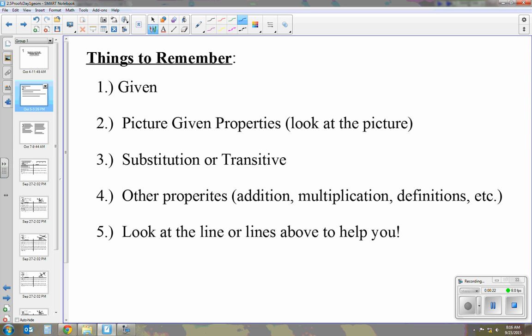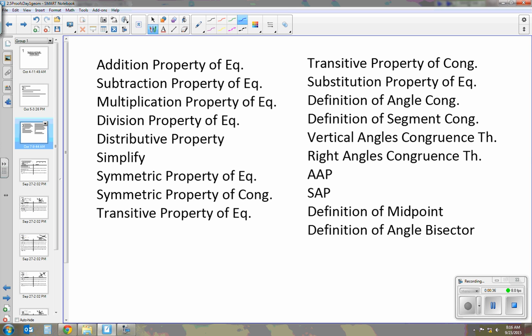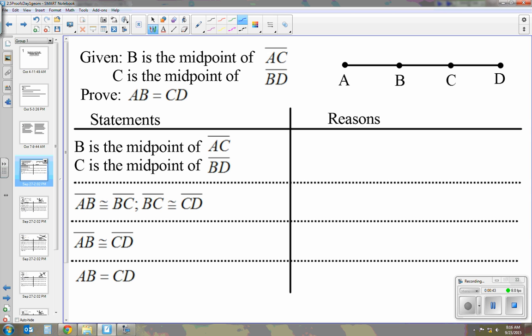Then most likely you're going to use substitution or the transitive property. And then you look for other properties like addition, multiplication, any definitions. And then look at the line or lines above to help you to see what properties you can write down. Now I have a list of the properties, so you can go back and look at those to know what you can use.